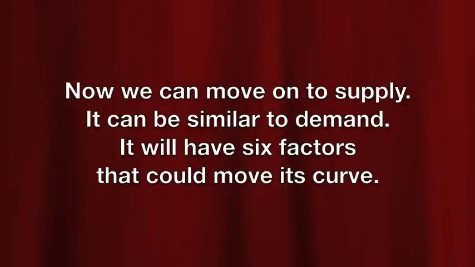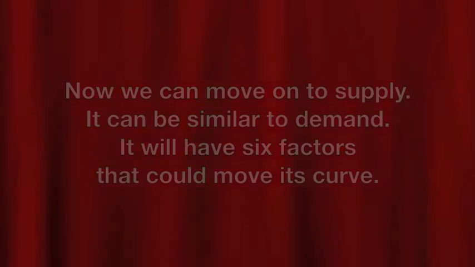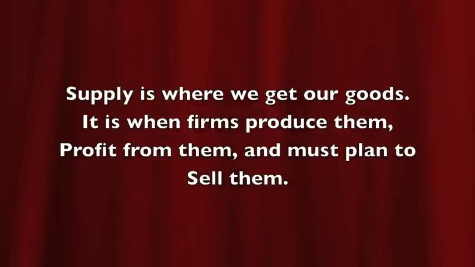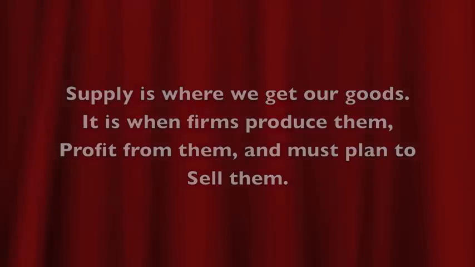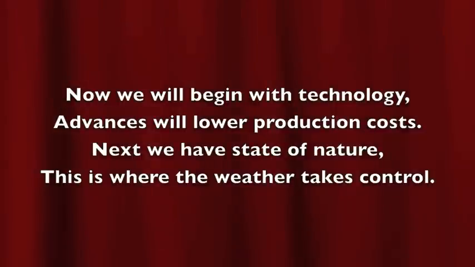It can be similar to demand. It will have 6 factors that could move its curve. Supply is where we get our goods. It is when firms produce them, profit from them, and must plan to sell them. Now we will begin with technology: advances will lower production costs.